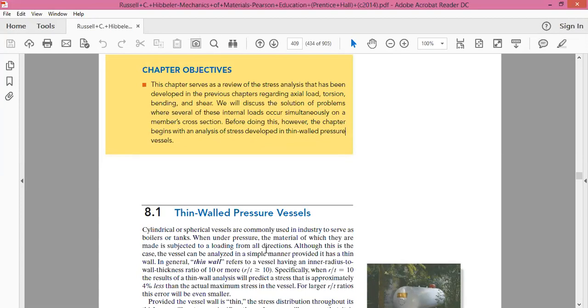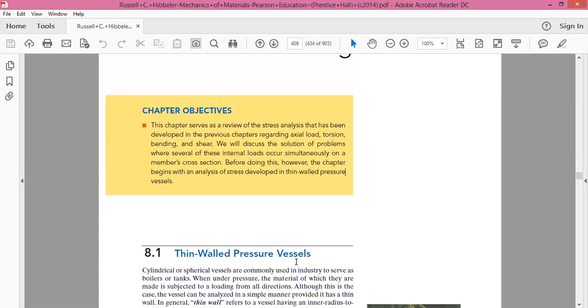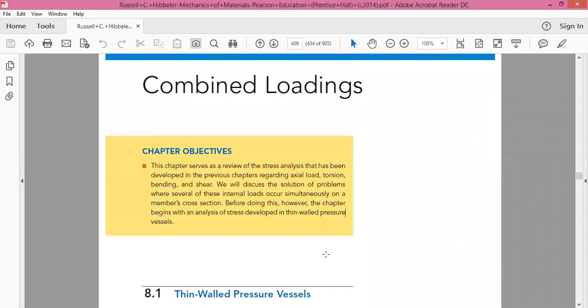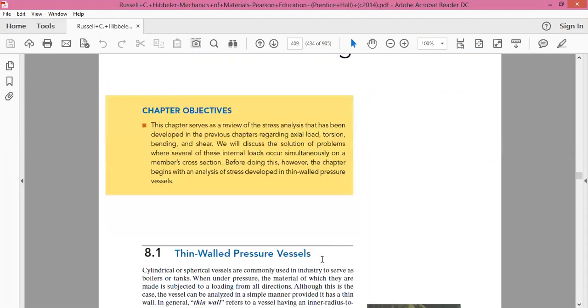I mean to say, simultaneously, the machine element will be subjected to axial load, torsion, bending and shearing. When we have a machine element subjected to all these loads simultaneously, we call that loading condition a combined loading condition. This chapter will make us focus on the concept of the combined loadings.